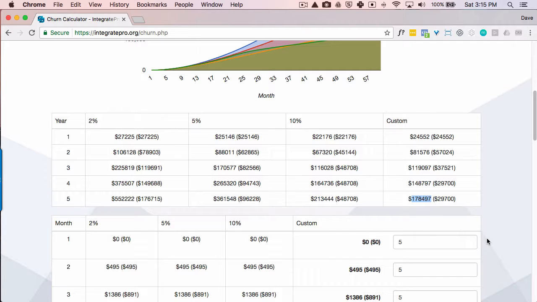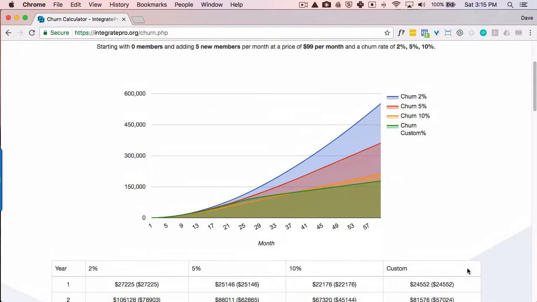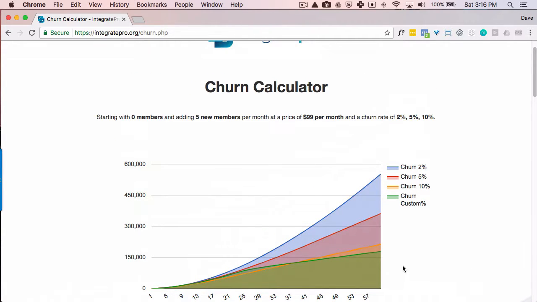So all things stayed the same. Churn was 5%. You're taking in 5 people a month at $99. The only thing that changed was that at the 24-month mark, you had 20% of people drop out. So it will end up having a big impact on the amount of money you take in over time. So use this calculator to get an idea of what's possible. But realize it's kind of theoretical.